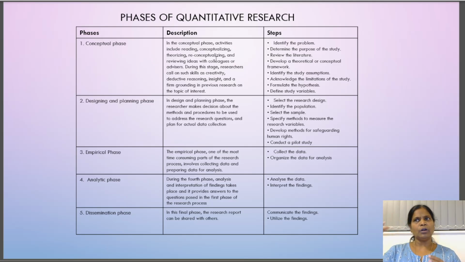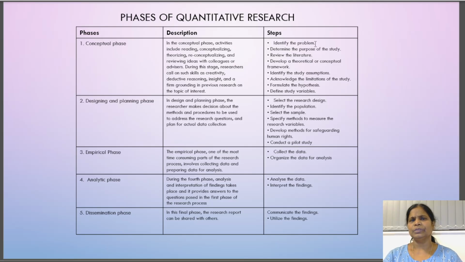What does it include? In order to get a concept of what the research is, we need to do some things like reading, theorizing, conceptualizing, reconceptualizing, and reviewing the data. Here the researcher will have some skills like creativity, inductive reasoning, deductive reasoning, and insight.